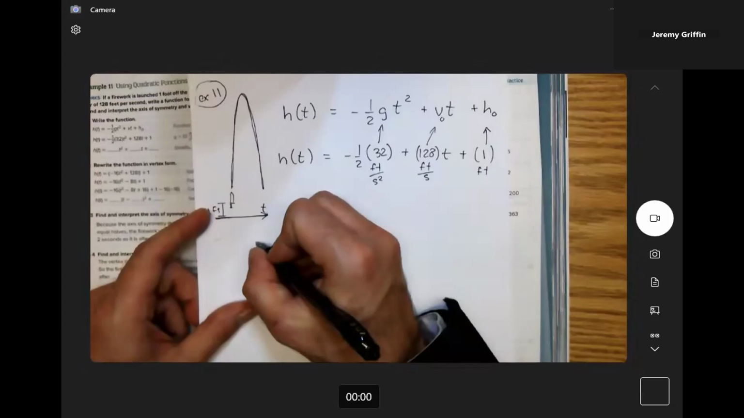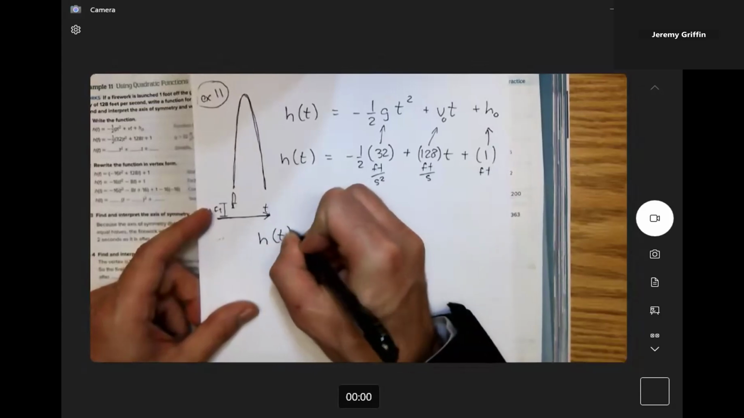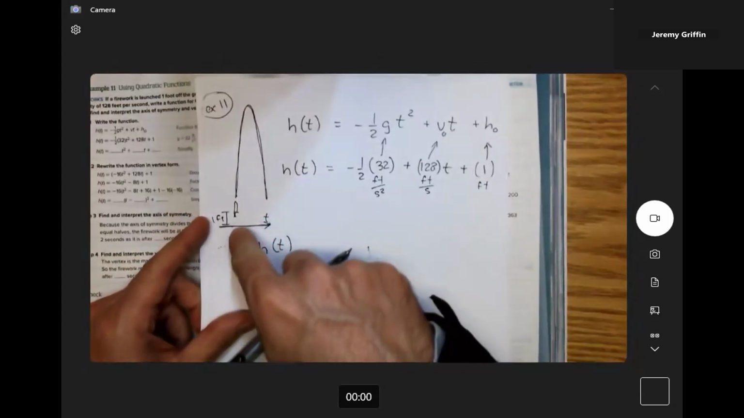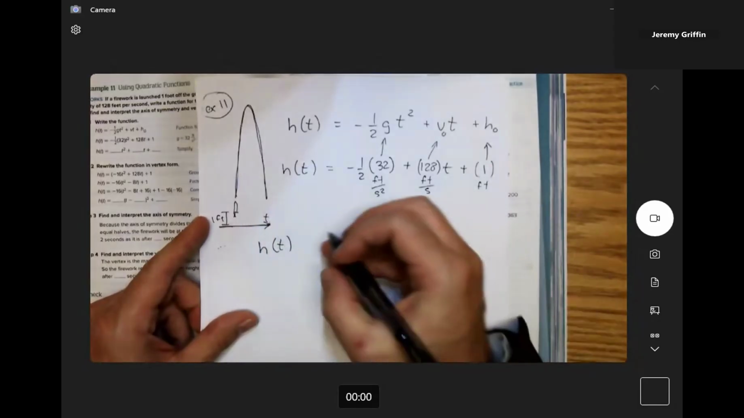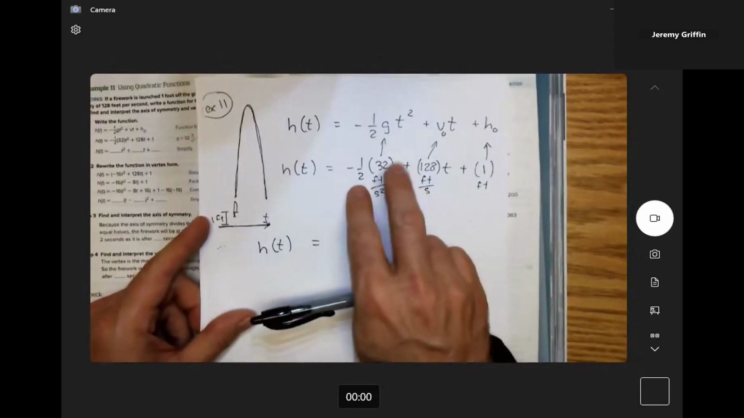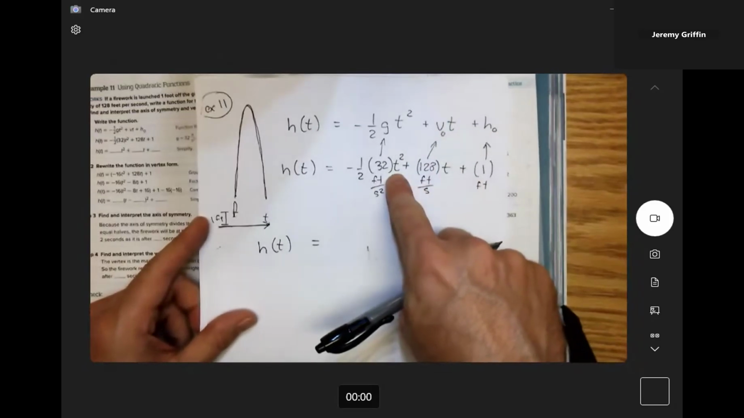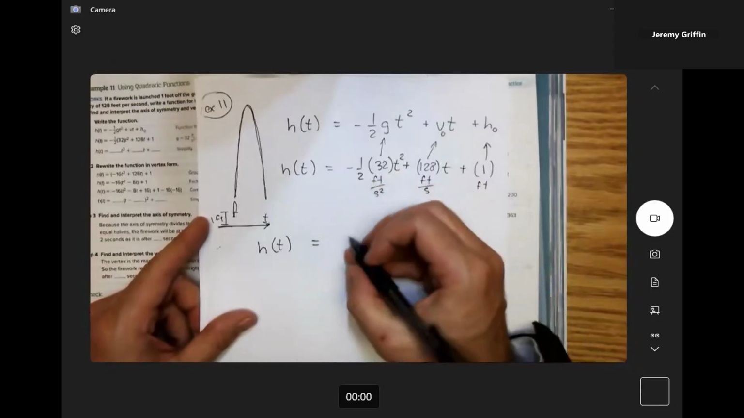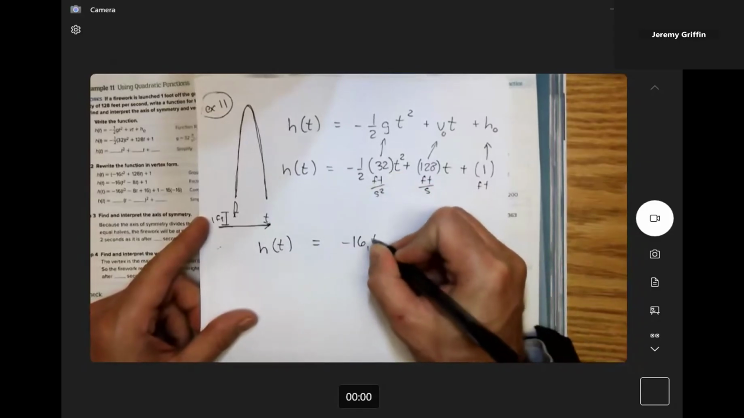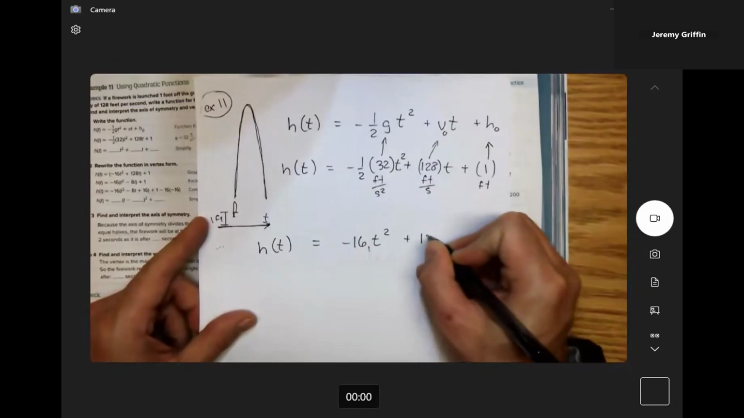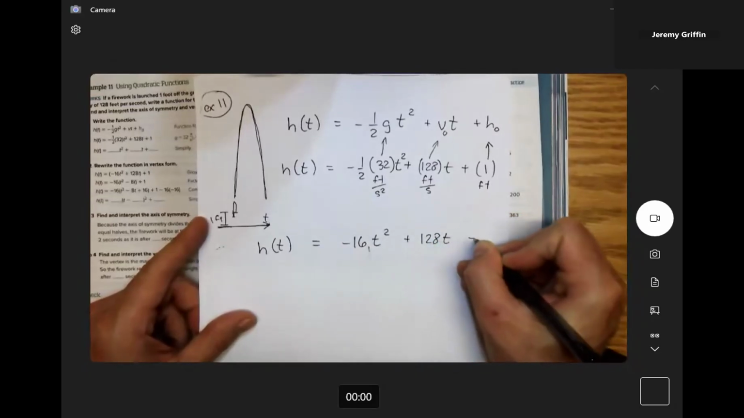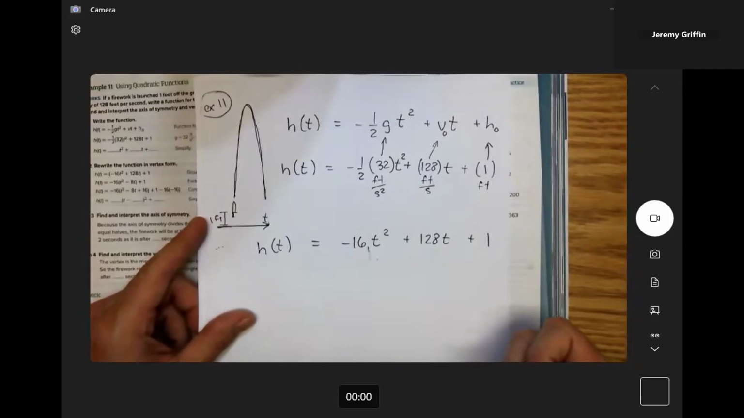So I can clean this up a little bit. Height is a function of time, so if you're counting the number of seconds, you're asking how high is the firework after so many seconds. Well, negative half of 32, oh whoops, I missed my t squared. A little t squared. Okay, so now we're good. That'd be h of t equals -16t squared plus 128t plus 1. Looks just like that. Yeah, that's it.